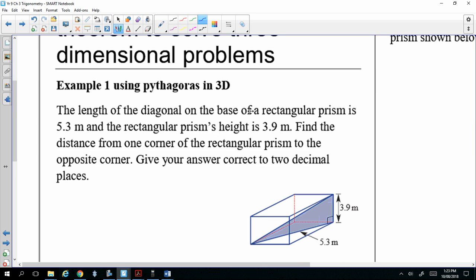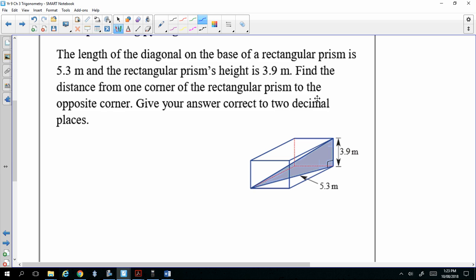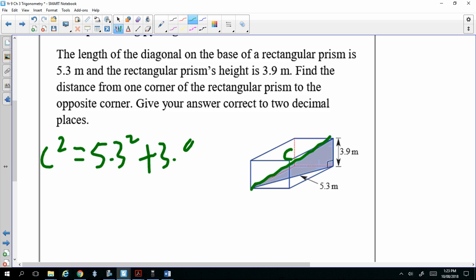Three-dimensional problem. Okay, let's go through this. The length of the diagonal of the base of a rectangular prism is 5.3. That's the diagonal there. The height is 3.9. Find the distance from one corner of the rectangular prism to the opposite corner. So this is actually the longest stick that you can put inside a rectangular prism. Do you agree? To find the longest stick, you can use Pythagoras again. C squared equal 5.3 squared plus 3.9 squared. Use your calculator.